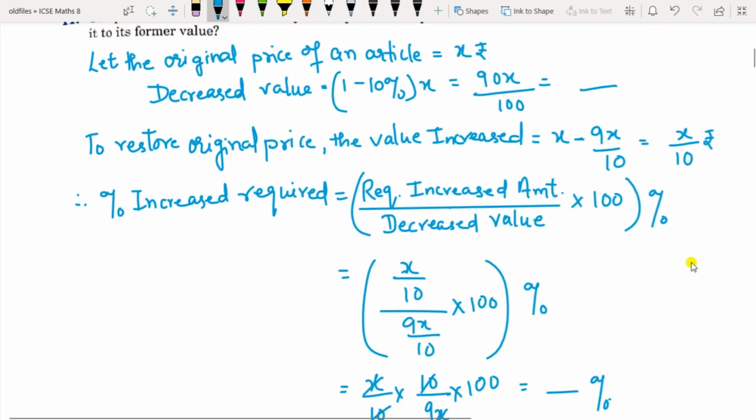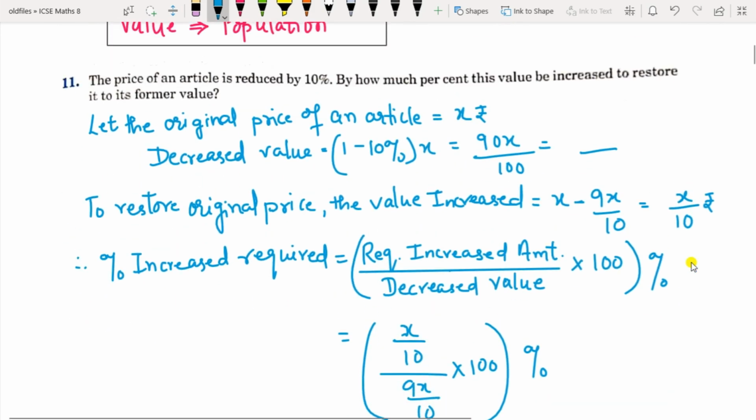Let us start with the exercise. This is question 11. The price of an article is reduced by 10%. By how much percent should this value be increased to restore it to its former value? Now let the original price of the article be x rupees. Its price has been decreased, so decrease 10% from the total.